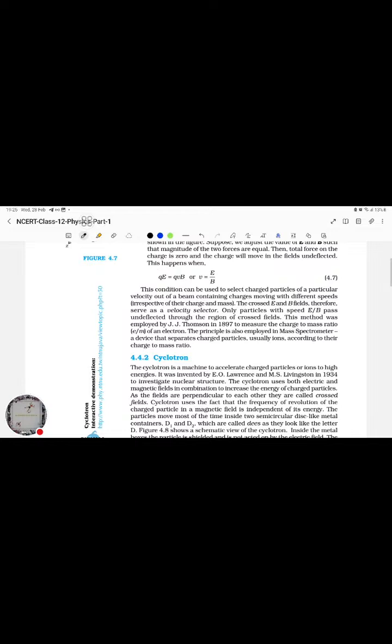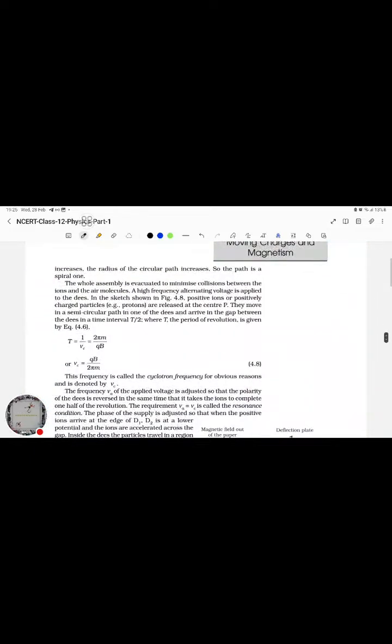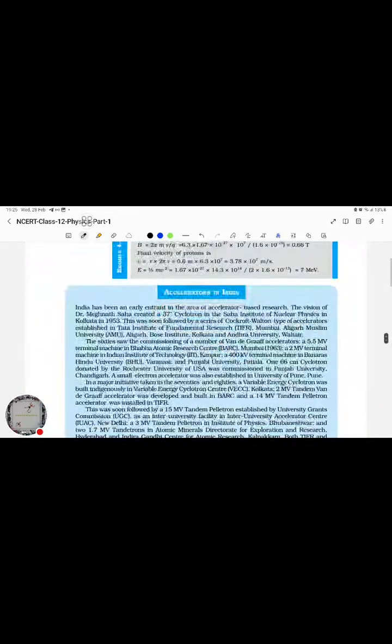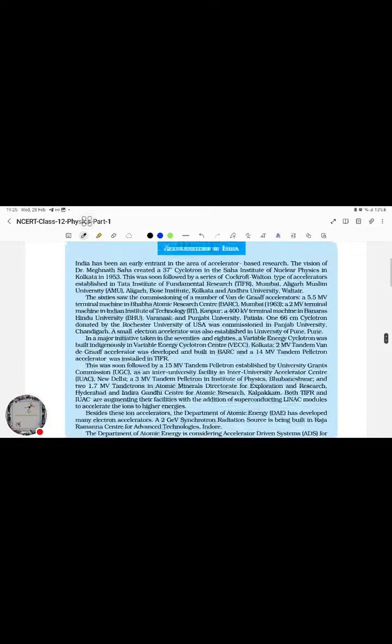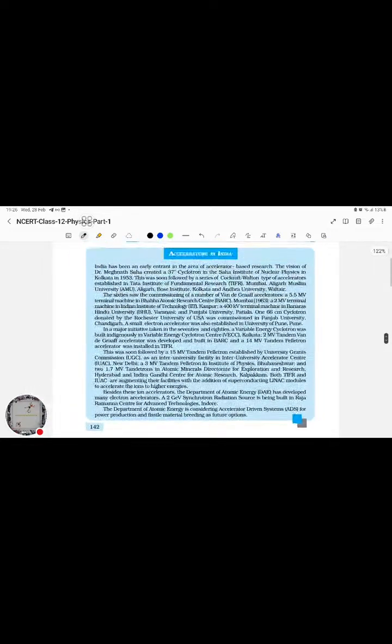The principle is also employed in the mass spectrometer, a device that separates charged particles. This particular adjustment of electric field and magnetic field is useful in separating charged particles. The one which is moving undeflected will be separated out from the ones which are deflected. We have certain charge accelerators in India.